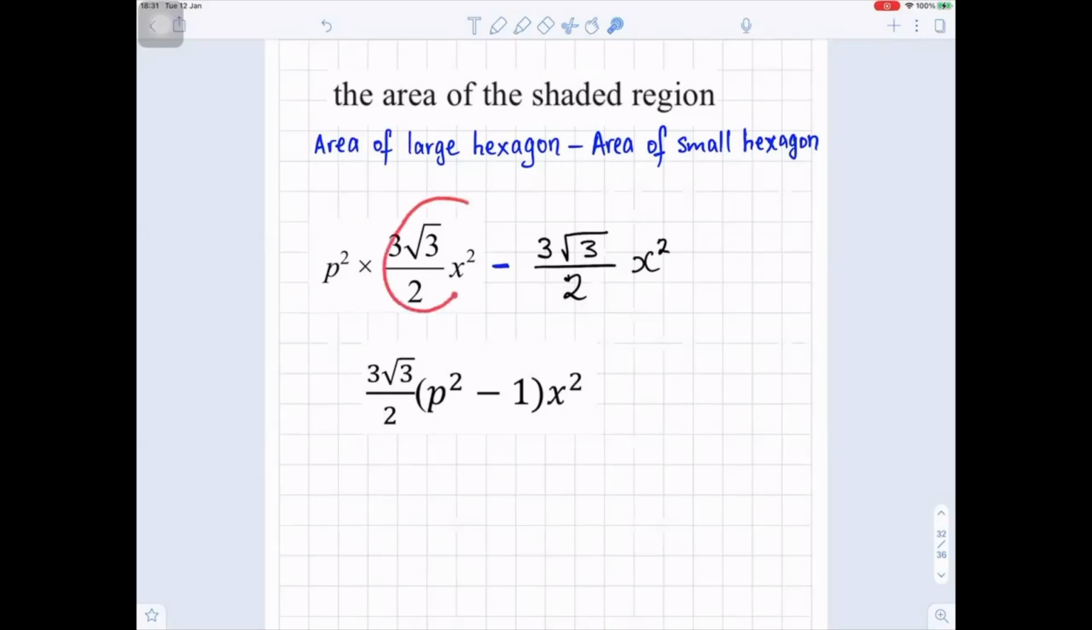So this 3 root 3 over 2 x squared is the same in both terms. So this is a common factor. It comes out of the bracket. You're left with P squared inside, and you're left with 1 because this is like times 1. The 1 stays inside. Hence, you have shown the formula.